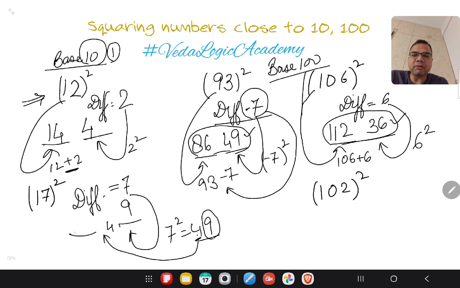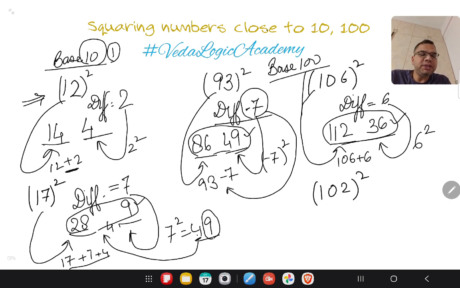For the left hand part of the answer, we are going to use 17 as before, and we are going to add the difference and we are also going to add the carry part. So 17 plus 7 is 24, 24 plus 4 is 28. So the answer becomes 289, right?